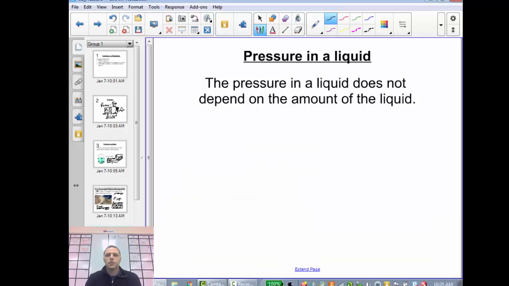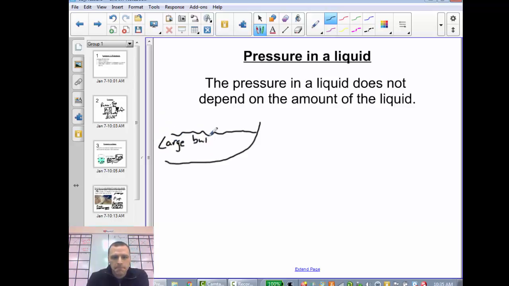Finally, one of the most important things about understanding pressure in fluids is to realize that the pressure in a liquid does not depend on the amount of the liquid. So the volume is not important. We can actually see that from the equation. But if we imagine two examples, first, I'm drawing a large but shallow lake. Let's say maybe this is a huge lake. It covers a large area. It's only 5 meters deep.